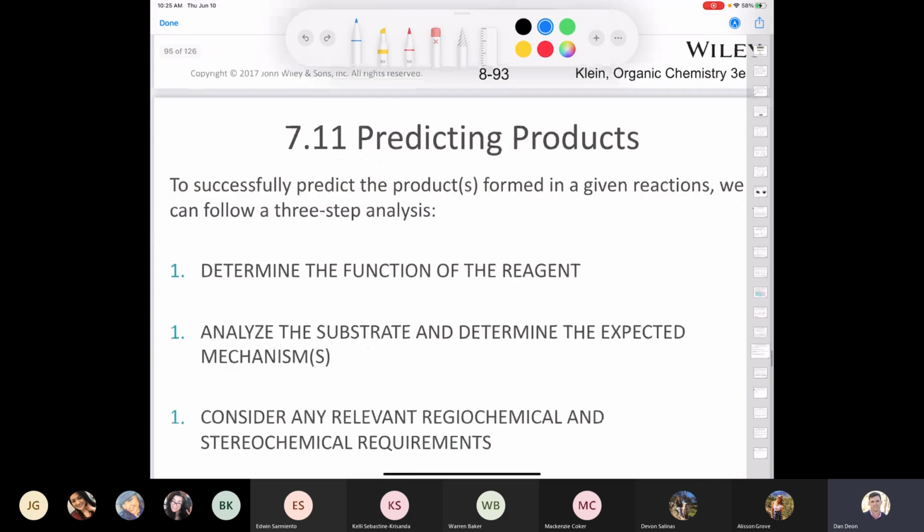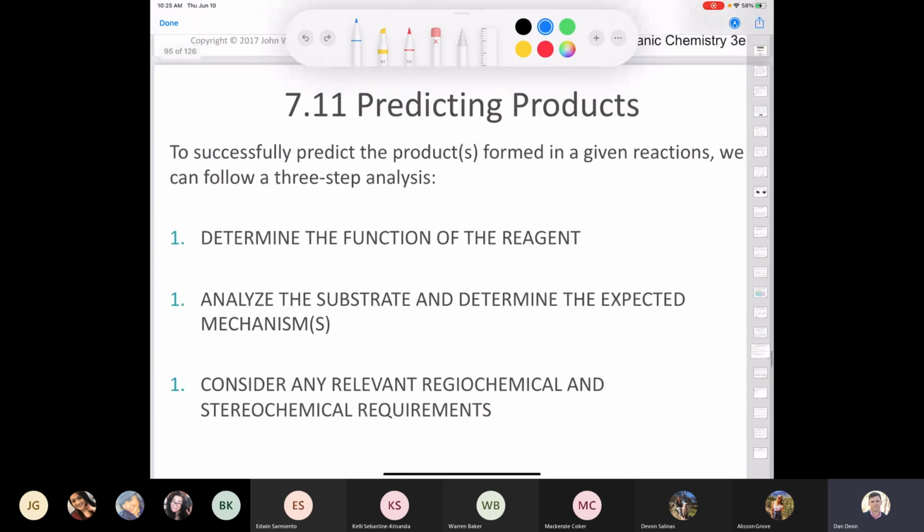So what are we doing in essence, right? We're taking a three-step analysis here. They're not all step one. They're step 1, 2, and 3. Anyhow, first we're going to look at the function of the reagent. Is it a strong base? Is it a weak base? Is it a strong nucleophile? Is it a weak nucleophile? Then we're going to look at the substrate. Is it primary, secondary, tertiary? Is it benzylic? Is it allylic? Then we're going to look at the possible regiochemical and stereochemical requirements and make some kind of evaluation there.